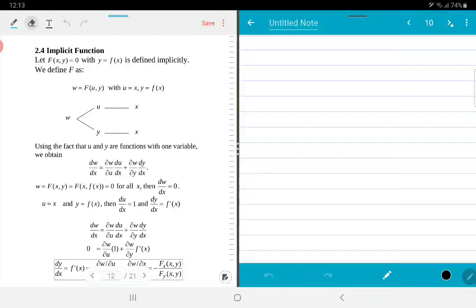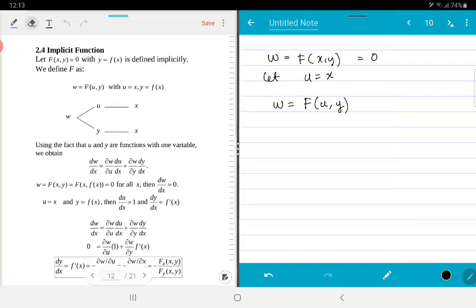The first step is to rewrite your equation as f(x,y) on one side and 0 on the other side. Then we introduce a variable. Let u equal x, and y is a differentiable function. Then we introduce w as well. Let w equal f(x,y). Since we let u equal x, we can write w as a function of u and y.